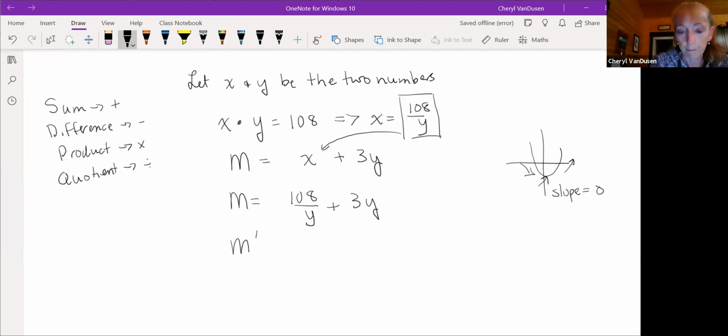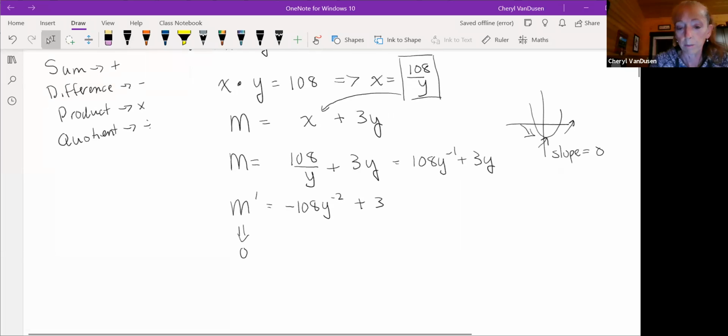So M prime, before I do that, I'm just going to write it like this: 108y to the minus 1 plus 3y, just so we have it easier to do. Okay, we drop the exponent down in front and we subtract 1, and then we drop the exponent down for the 3y, and we just get 3. Okay, now we have to solve this. So we set this equal to 0 because we know we're finding a minimum, and we get minus 108 over y squared, with the y squared on the bottom, plus 3.